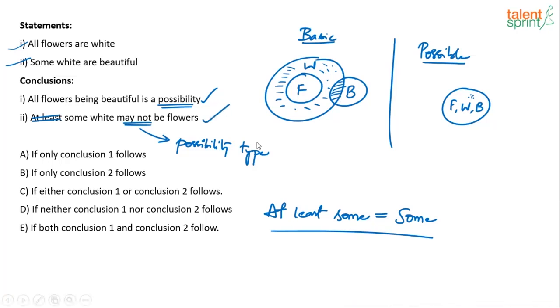Are you able to follow? Some white may not be flowers. Yes, these whites may not be flowers. Or I can draw another type of possible diagram where some whites are not flowers. So the point is, some white may not be flowers is a possibility type conclusion, and it follows the given statements. So your answer for this one should be both 1 and 2 follow. Both conclusion 1 and 2 follow.